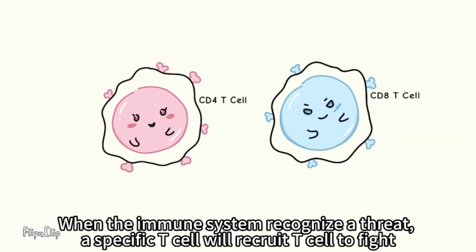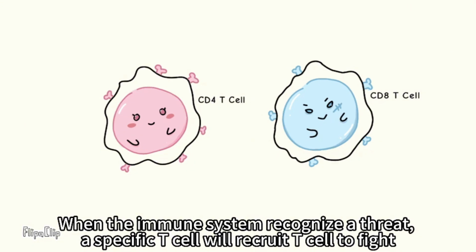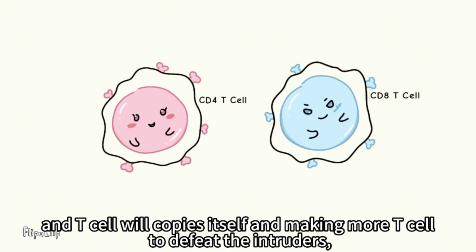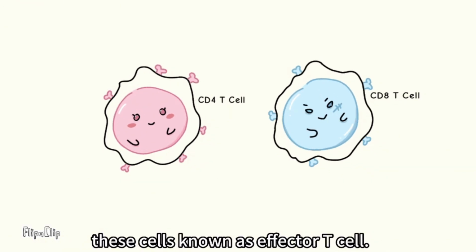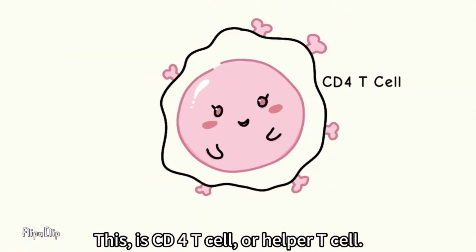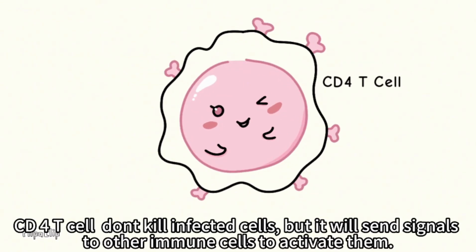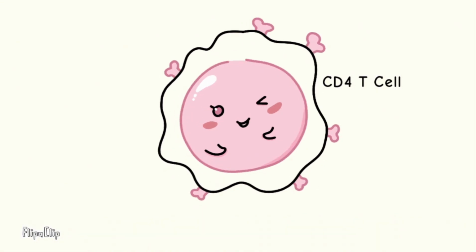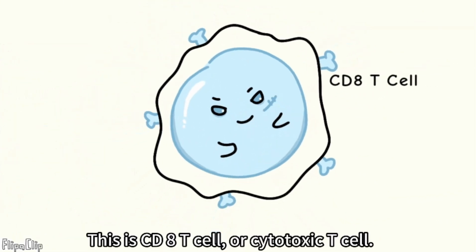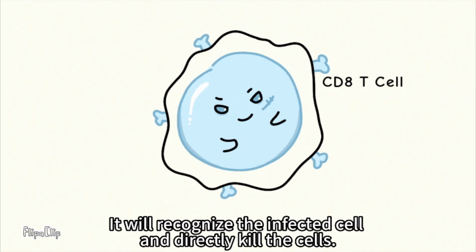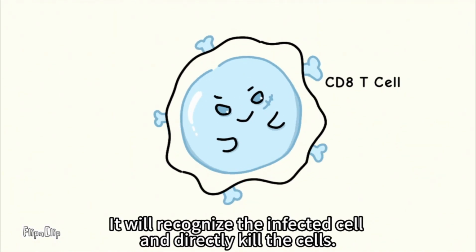When the immune system recognizes a threat, a specific T cell will recruit other T cells to fight, and the T cell will copy itself, making more T cells to defeat the intruders. These cells are known as effector T cells. This is the CD4 T cell, or helper T cell. CD4 T cells don't kill infected cells, but they send signals to other immune cells to activate them. This is the CD8 T cell, or cytotoxic T cell. It recognizes the infected cell and directly kills it.